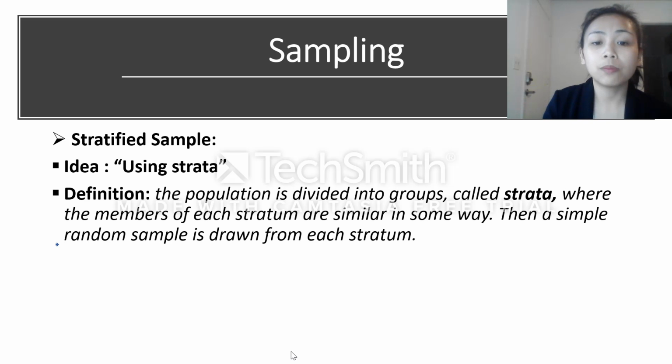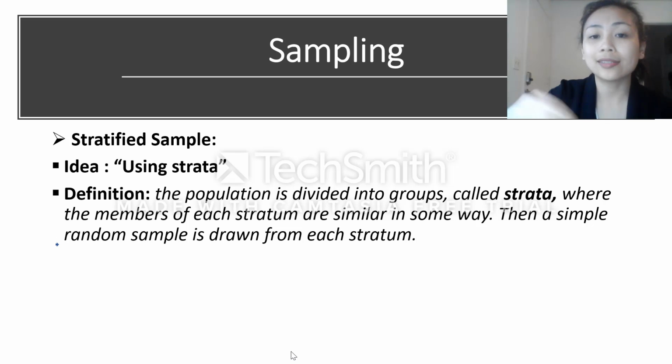The definition is the population is divided into groups. This group is called a stratum, where the members of each stratum are similar in some way. Similar in some way, for example, the group of part-time, they are all part-time, so they are similar in one way. That is, they work at the same type of employment, part-time. The group of full-time, all people are the same. They are all full-time, so that is one thing of similarity.